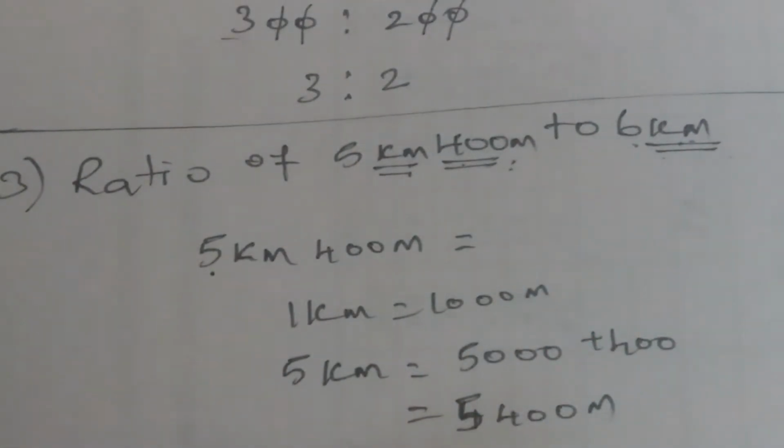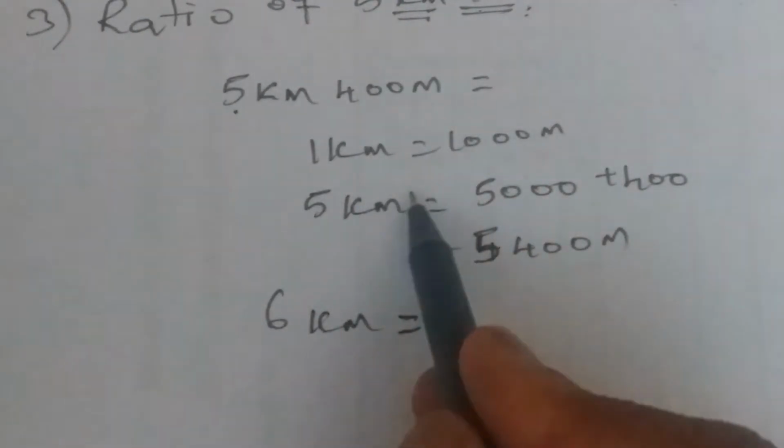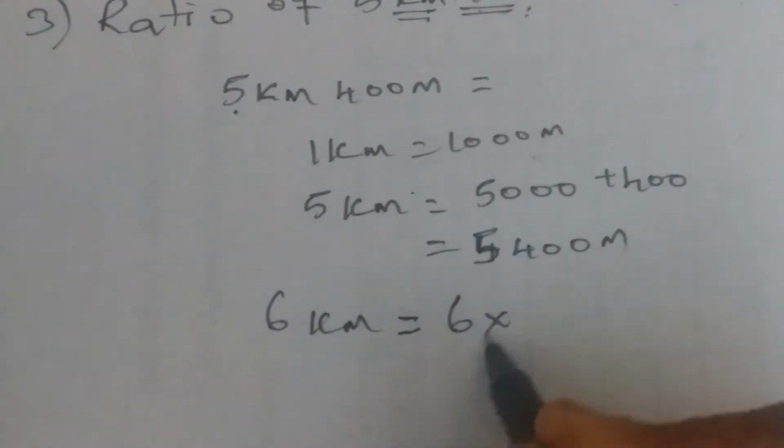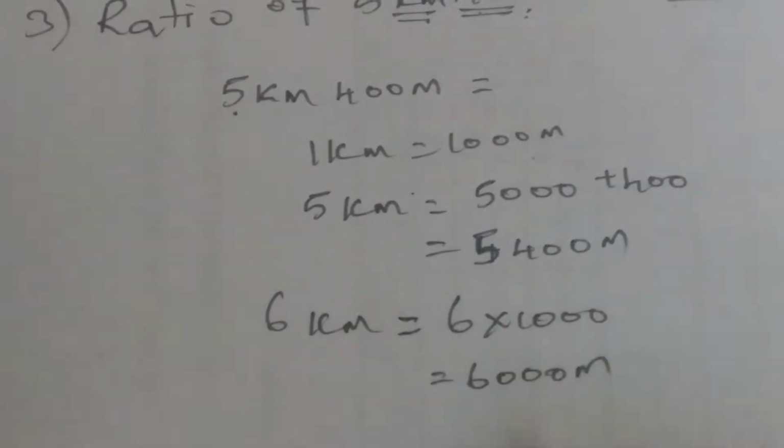First one we have done. Now take the second one, 6 kilometers. 6 kilometers is the same thing. 1 kilometer is 1000 meters. 6 kilometers is 6 into 1000, that is 6000 meters. Did you understand?